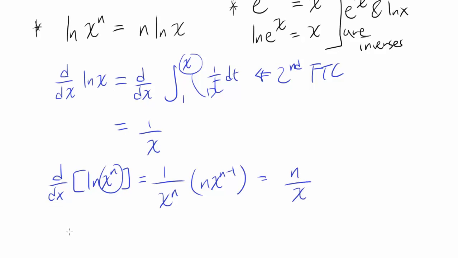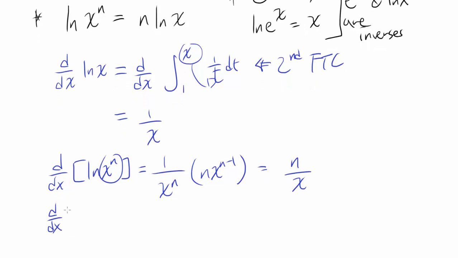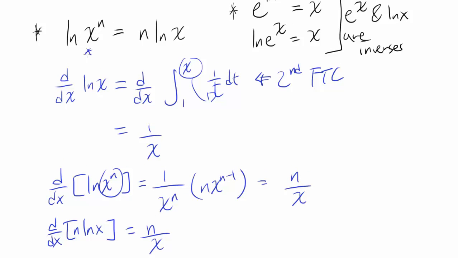How about n times natural log of x? What do you get when you differentiate it? You get n times 1 over x, or n over x. So realize, the derivative of natural log of x to the nth and the derivative of n times natural log of x are the same.